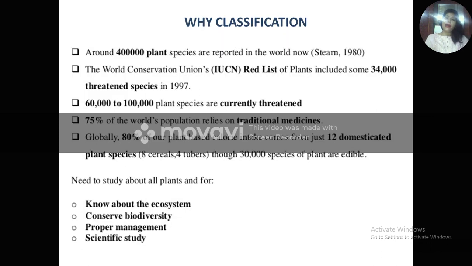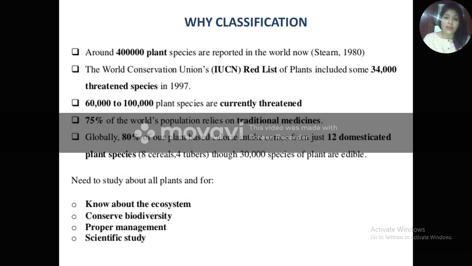So if I say why classification, it's very easy to understand. There are thousands and thousands of plants. So we'll be so confused when we want to identify one single plant. So we need a thumb rule. We need a tool to identify that plant. And why do we need to identify? The first and foremost reason is our own use.